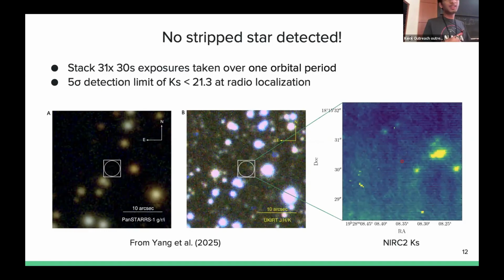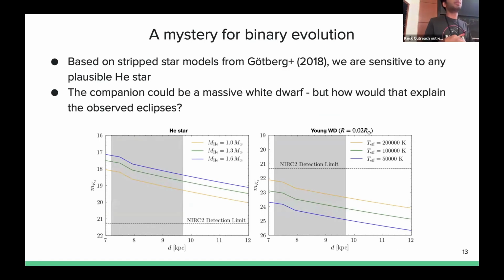So we can place a 5 sigma detection limit of a K-band magnitude of 21.3 at that radio localization on any potential stripped star companion. So what does that mean physically? Well, using some plausible dust map and models of stripped stars that are available in the literature, you can predict what the apparent K-band magnitude of a helium star would be as a function of distance. And what you see in the left panel here is that for any plausible helium star, even in the most pessimistic case, we can rule it out using our detection limit. So that hypothesis fails. What else could the companion be?